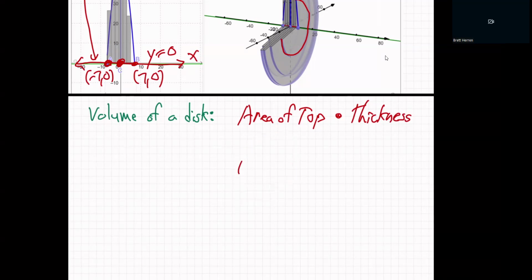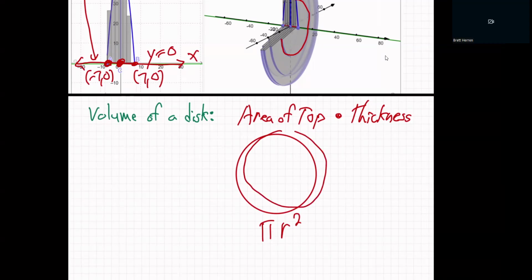A very good circle, was it? So a circle, and what's the area of a circle? Pi r squared. But then the circle is going to have some thickness to it. Oops, I wasn't in my tool. I thought that I was. All right. So it's going to have some thickness, and that's either going to be dx or dy.